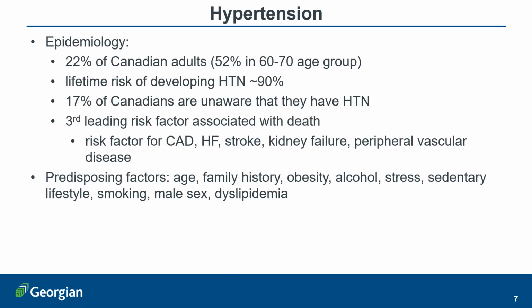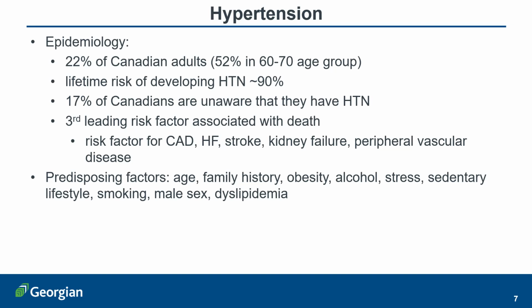We're now going to move on to discuss hypertension, which we probably should have done when we did the vascular disorders, but in either case. In terms of epidemiology, hypertension is extremely common. 22% of Canadian adults and 52% in the elderly have hypertension. The lifetime risk of developing hypertension in Canadians is approximately 90%, so almost all of us will eventually develop hypertension. And 17% of Canadians are completely unaware that they actually have hypertension.